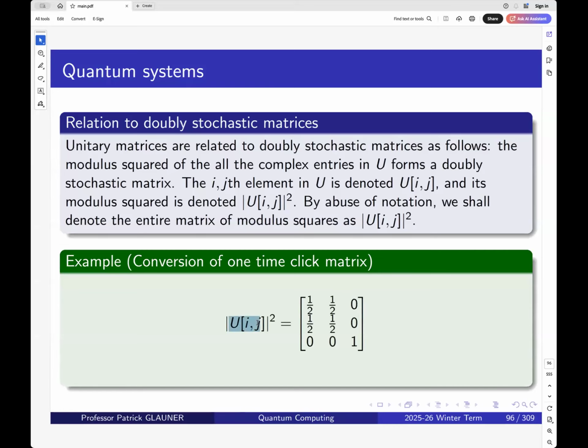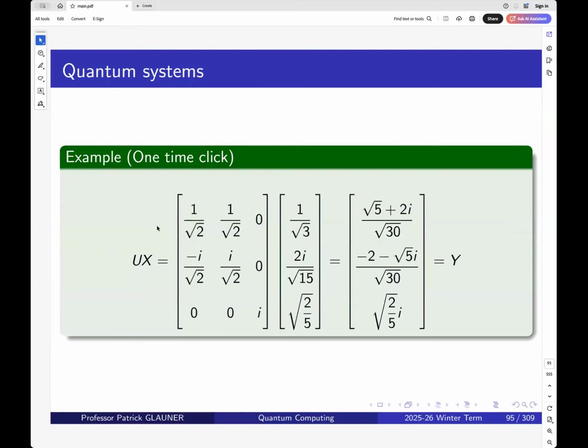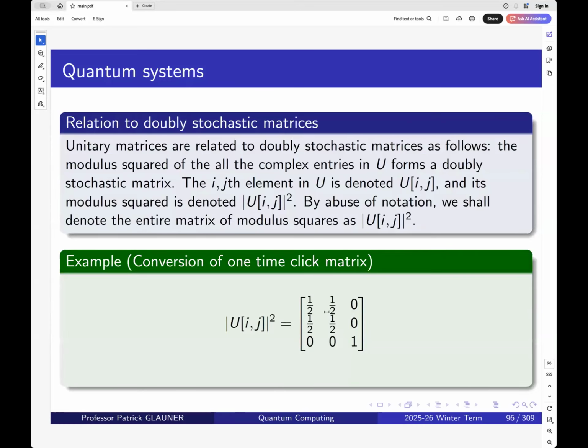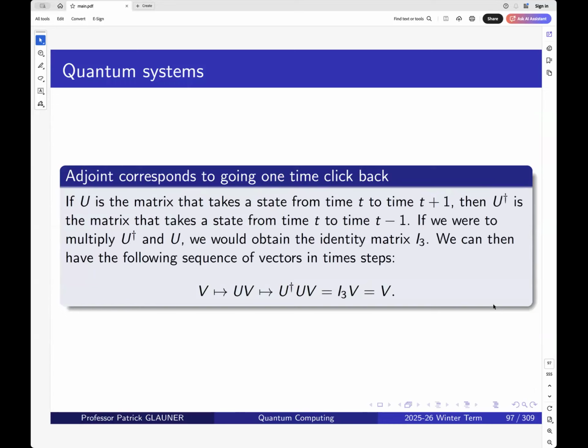So this was our unitary matrix from just before. Remember this one here. And if you calculate the modulus squared for each entry, you would get this matrix here. And this one is doubly stochastic. So this is the relation to the doubly stochastic matrices from before: we calculate the modulus squared of all the complex entries in U, which must then be a doubly stochastic matrix.